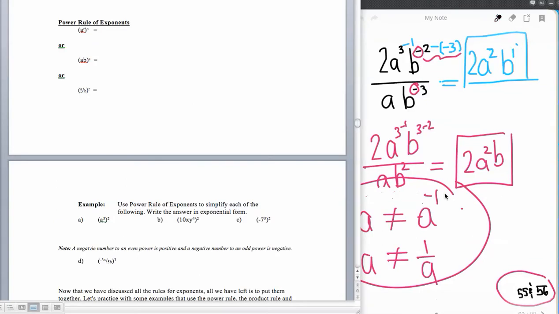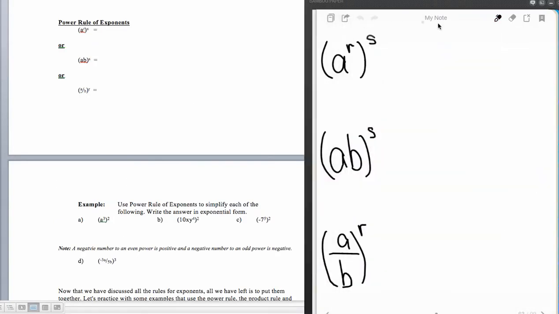So now we're going to go ahead and talk about the power rule of exponents. The power rule of exponents has three different manifestations. There's a power to a power, a product to a power, and a quotient to a power. Now the power to a power says that we're going to take this a to the r and multiply it by itself s times. So what we see is a to the r repeatedly multiplied s times.